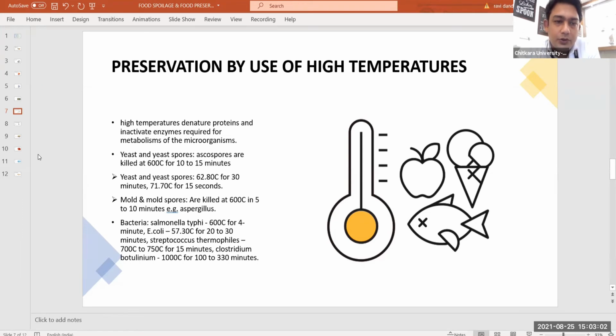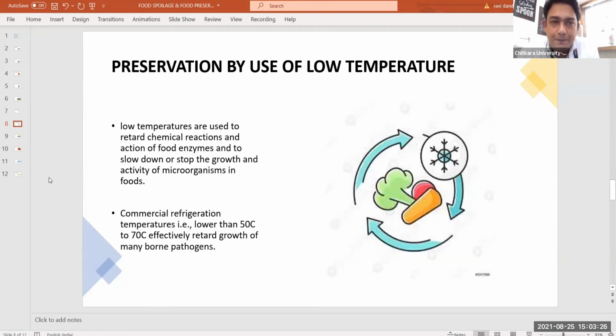Molds and mold spores are killed at around 600 degrees Celsius in 5 to 10 minutes. An example is Aspergillus, which is present in most of the food products coming from the farm. So they can be killed by boiling the particular vegetable. Okay, so cooking will kill most of the bacteria and microorganisms. That's the use of high temperature.